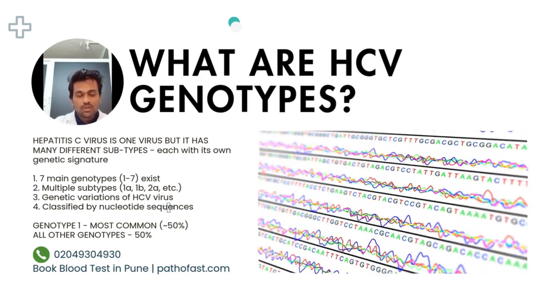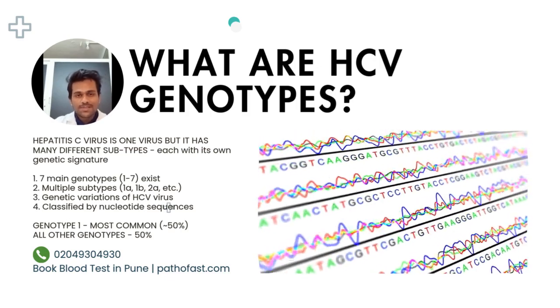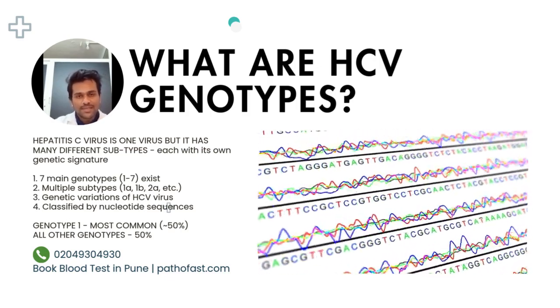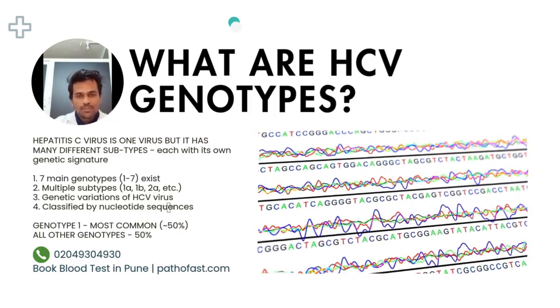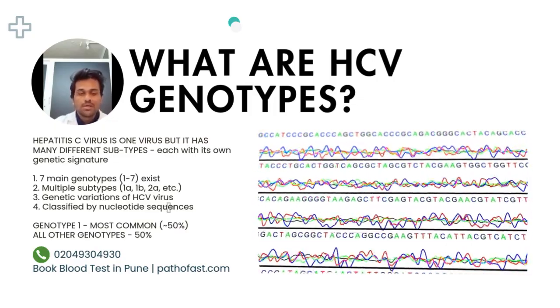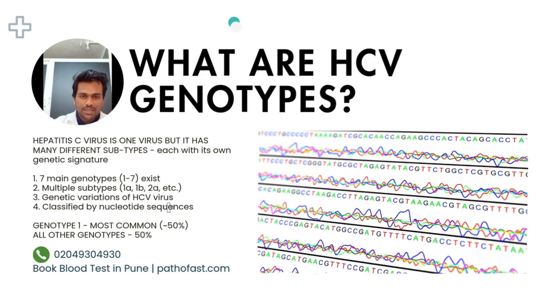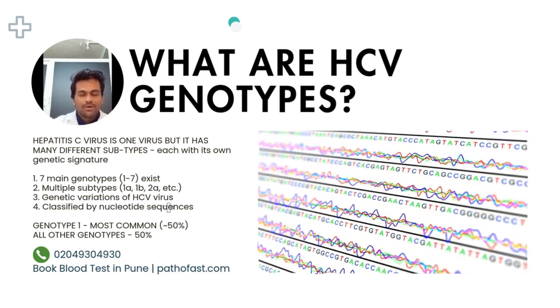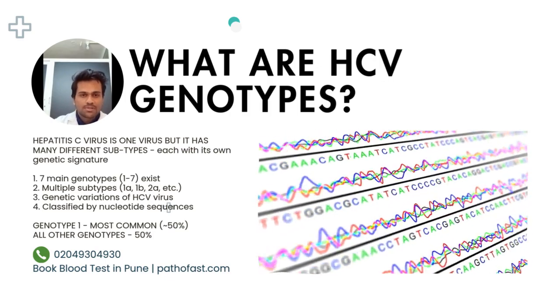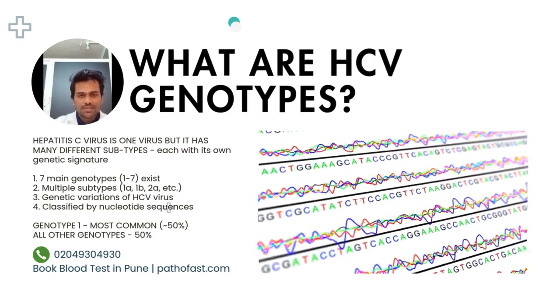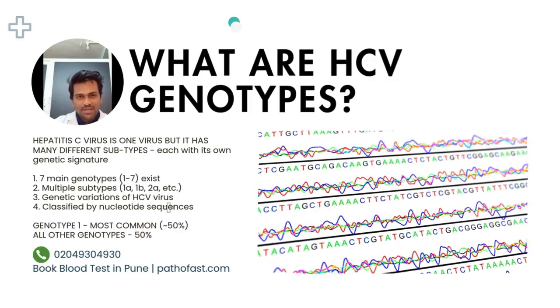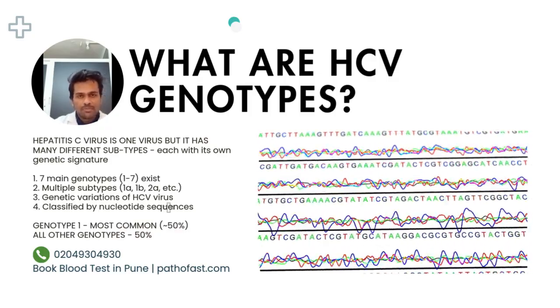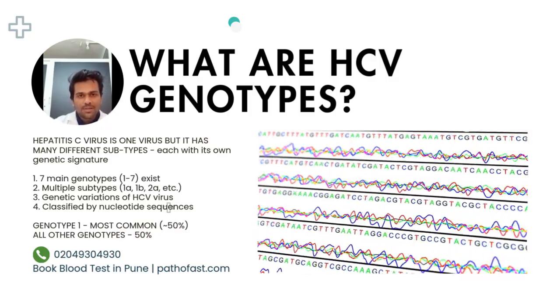What is a genotype? A genotype is basically a series of nucleic acid sequences. Just like human beings have DNA inside our cells, viruses also have genetic material. In case of HCV, this is RNA and it has its own different types based on which kinds of sequences are present. So the HCV virus, while it is known under the broad name of hepatitis C, has several subtypes.